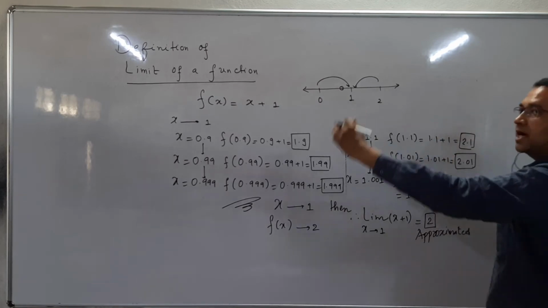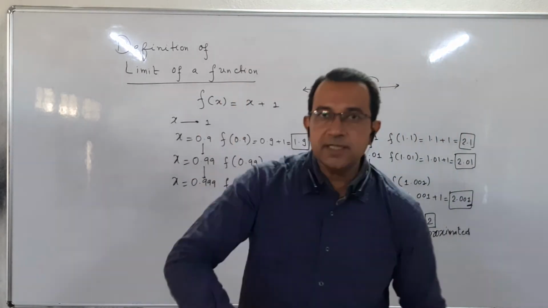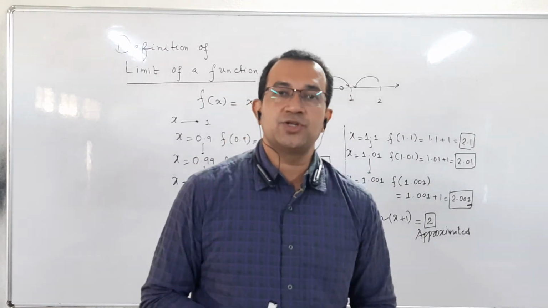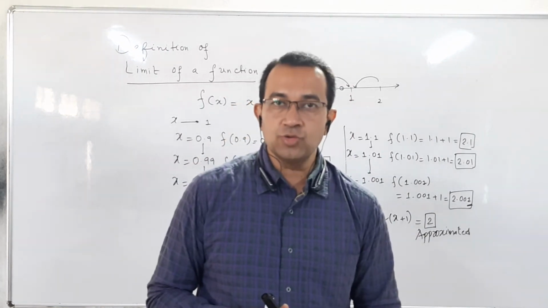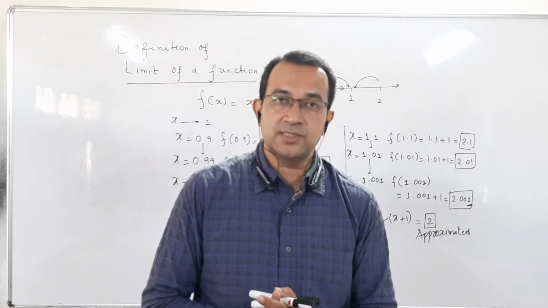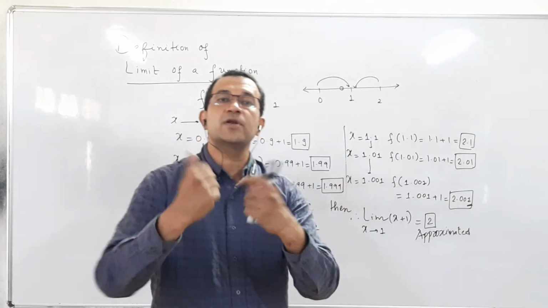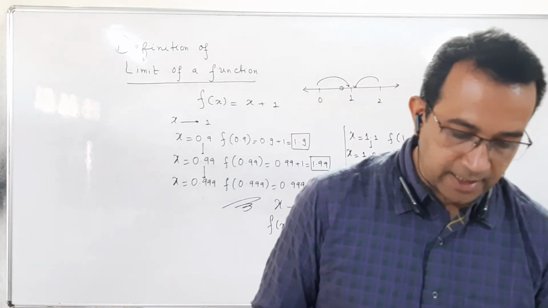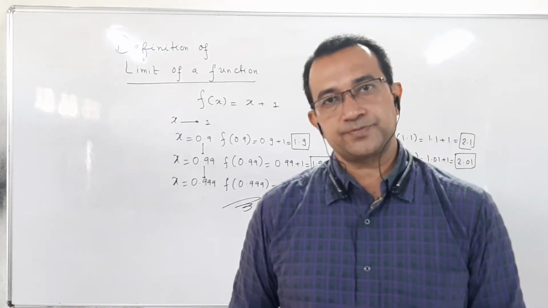Exact 2 is never the answer. The limit is close to 2. So as an approximation, I am writing 2. Technically 2 is never the answer because x is never 1.